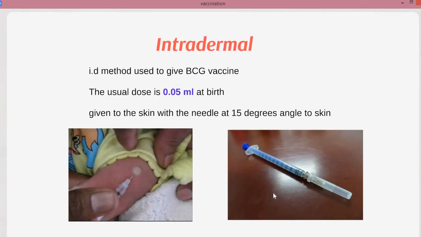The intradermal route is the method commonly used to give the BCG vaccine, and the usual dose is 0.05 ml at birth. It is given to the skin with a needle at a 15 degree angle to the skin, and if you do the vaccination properly, you will see a pale wheal in the intradermal tissue plane.